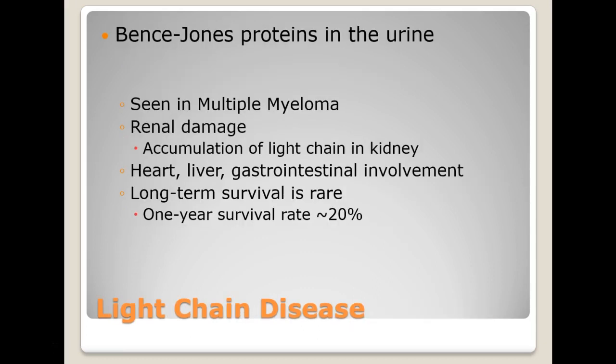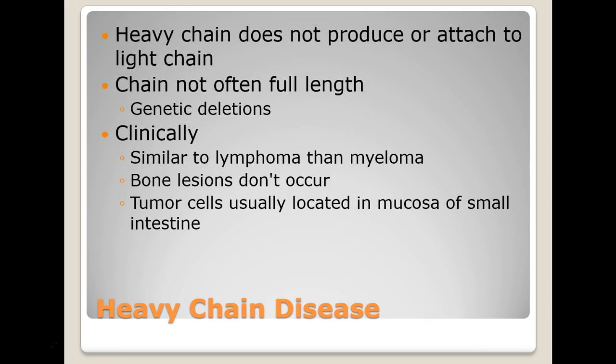Next is light chain disease. We see Bence-Jones proteins in the urine, as in multiple myeloma. Renal damage occurs. We have heart, liver, and gastrointestinal involvement. And long-term survival is rare. If you survive a year, you have about a 20% chance of that.